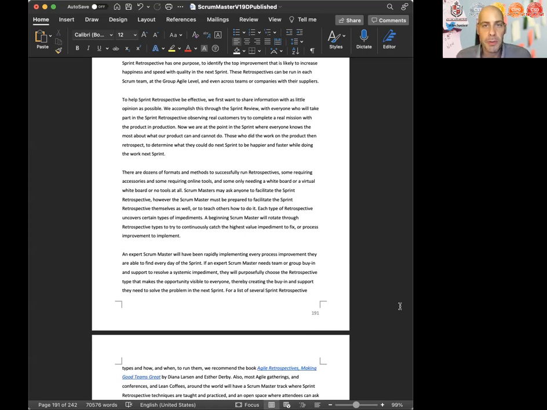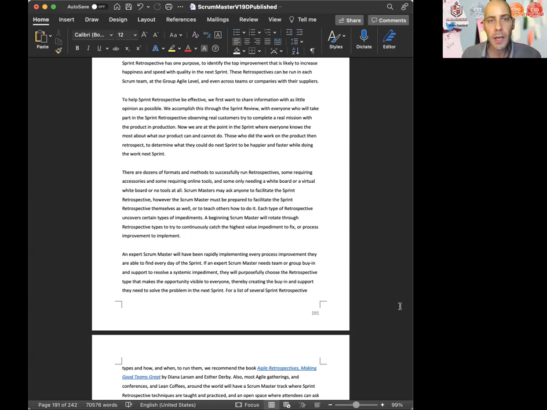These retrospectives can be run in each Scrum team, at the group Agile level, and even across teams or companies with their suppliers. In fact, I recommend doing it at all levels, but these should be fast. You're not doing work usually during a sprint retrospective, so these should be fast. If they're fast, so we don't have much time taken away from real work, these can be run at the team level, team of teams level, product level if your products are big and have many teams, product group level, and company and suppliers level. And they're phenomenally effective, especially if they're facilitated well and rehearsed in advance by Scrum Masters who are passionate and skillful.